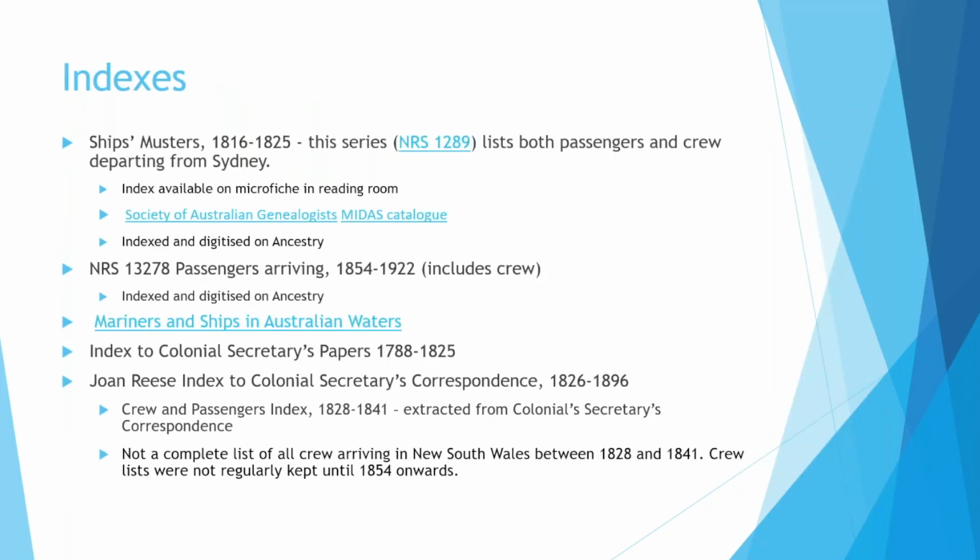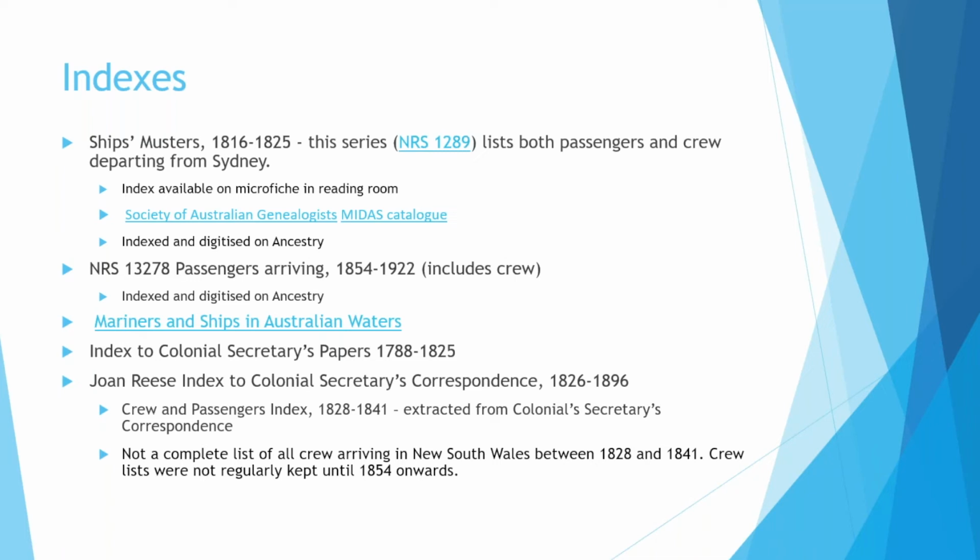Having a look at the indexes we have, ship's musters 1816 to 1825. It's available on Microfiche in our reading room and also on the Society of Australian Genealogists website, and it has been indexed and digitised on Ancestry. And as we saw with the example of the passenger list, crew lists are also on that series of passengers arriving 1854 to 1922, which has been indexed and digitised on Ancestry. You can also access these on the mariners and ships in Australian waters, as we saw.